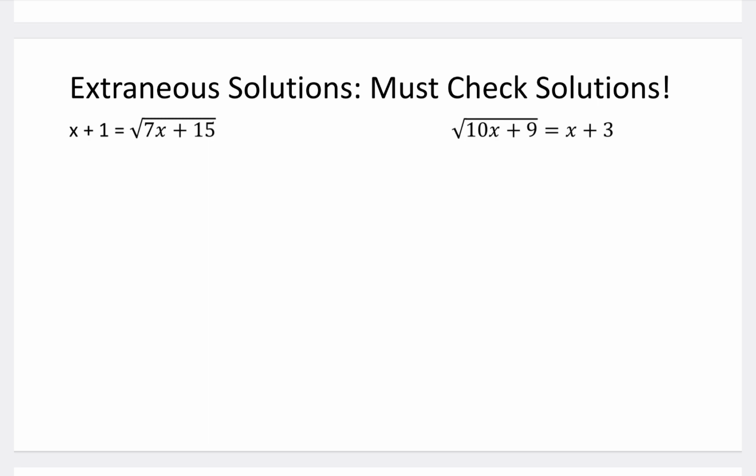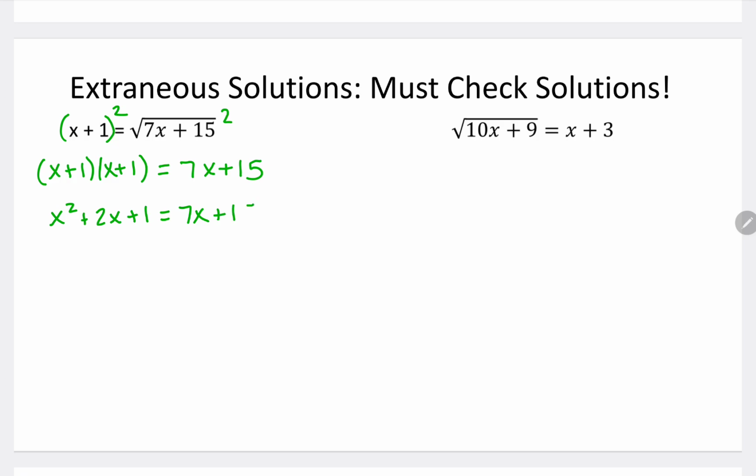So on this first example, we're going to get rid of this radical that's isolated by squaring both sides. Remember, when we square x plus 1, that's x plus 1 times x plus 1. Make sure you distribute that all the way out so you don't lose your middle term there. And on the other side, the square and the square root cancel each other out. So when I multiply this all out, what we'll get is x squared plus 2x plus 1.